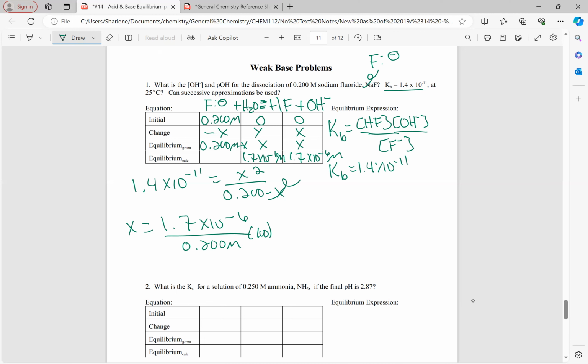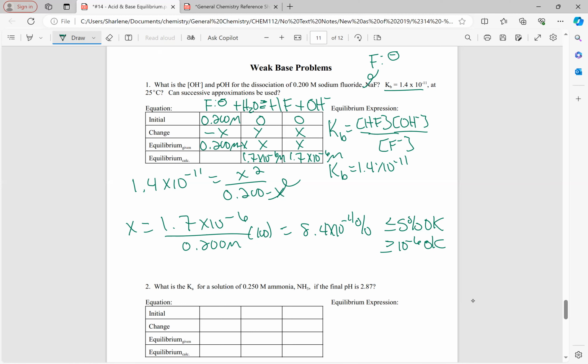Divide it by the original, multiply it by 100, and whoa, 8.4 times 10 to the minus 4th percent. Yes, it is less than or equal to 5%, so okay. Although it is getting closer to that water number, but we're still okay for that as well. So yes, I can use that approximation and I can ignore water still. So those are my concentrations.